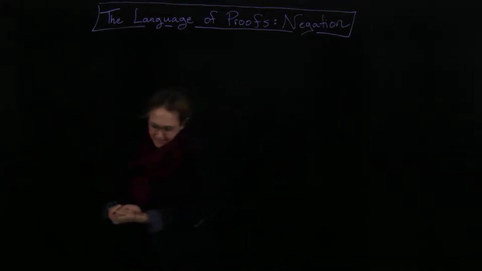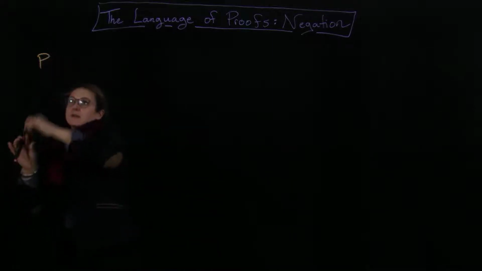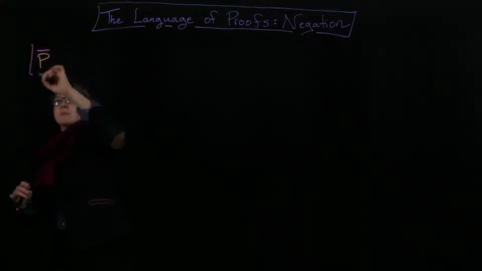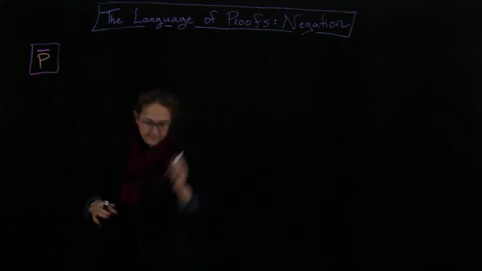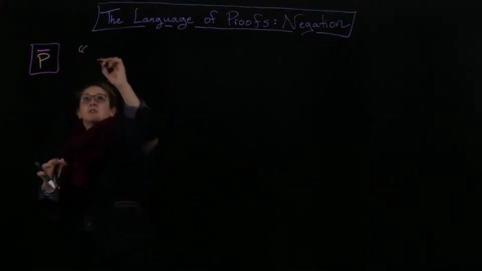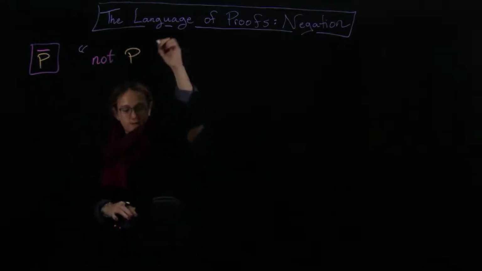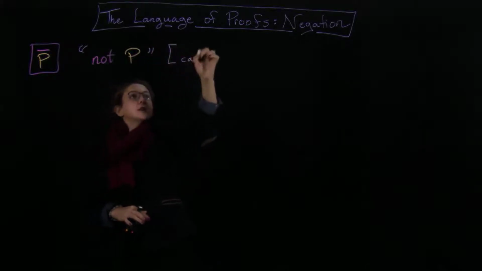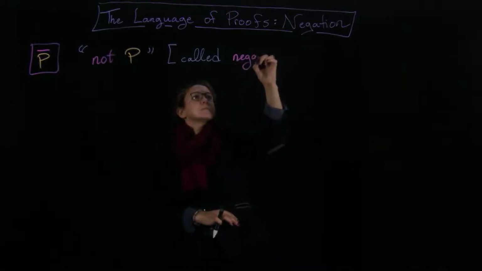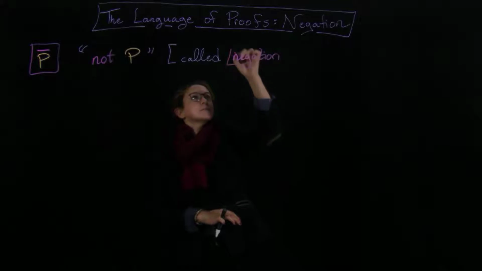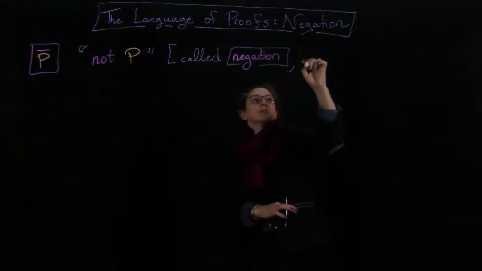So here we go. The notation we have here is we usually put a bar over the top. Okay, so this is negation. And we can think of it as not P. Okay, and it's called negation. Okay, so that's just its technical term.